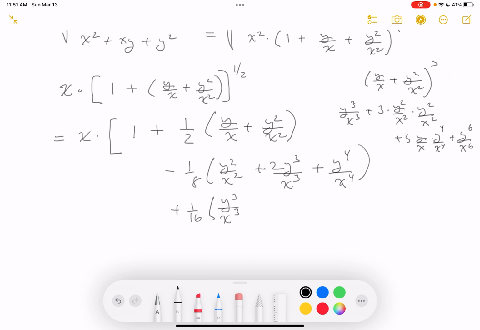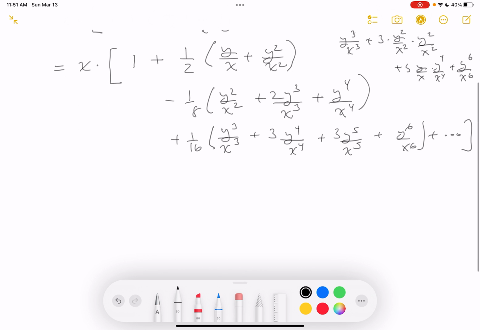By the way, if you realize you should stop now, that's fine, but I do want to write a couple more terms down. Next term is going to be plus 3, and then you're going to get y to the 4 over x to the 4, plus 3 y to the 5 over x to the 5, plus y to the 6 over x to the 6. And this goes on forever. My goal over here is to not go on forever, but to write down 4 terms. So I see a 1. I'll outline this for you. I see that right here. What else do I see?